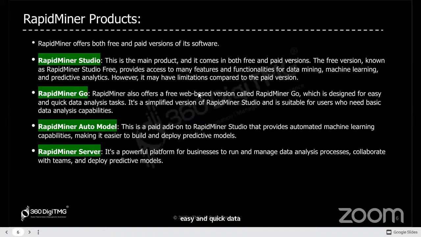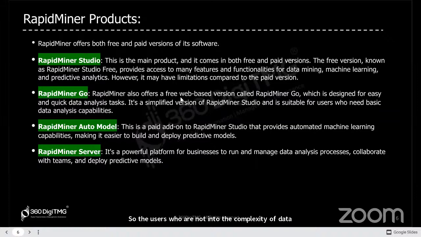It is called a simplified version of RapidMiner Studio, and it is suitable for users who need basic data analysis capabilities but don't want to deal with the complexity of a data science platform. For such users, they can simply go for RapidMiner Go. So RapidMiner Go is another product of RapidMiner, a web-based version for users who are not into the complexity of a data science platform.